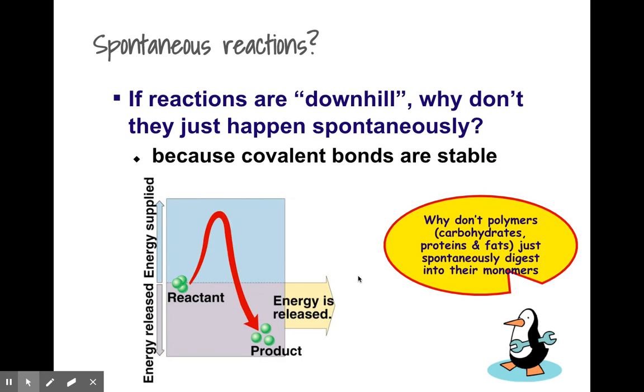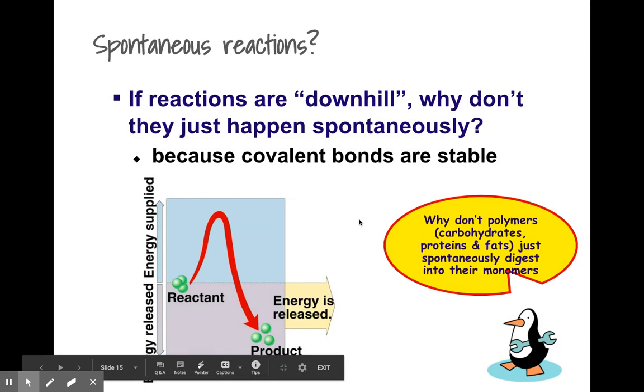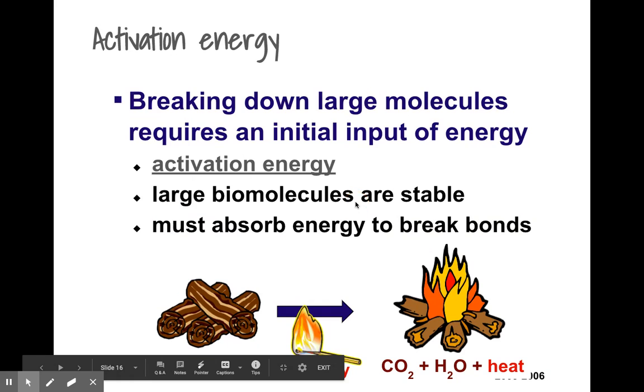All right, spontaneous reactions. So if the reactions are downhill, why don't they just happen spontaneously? Well, the reason is because the covalent bonds are stable. So why don't polymers such as carbohydrates, proteins, and fats just spontaneously digest into monomers? Well, they need something to actually break them apart into something that's smaller.